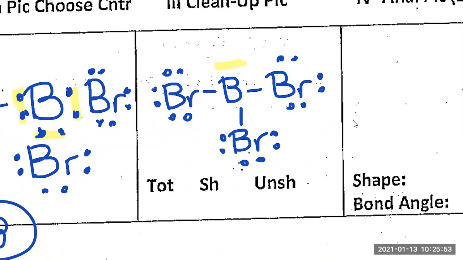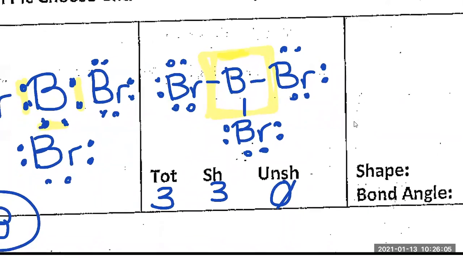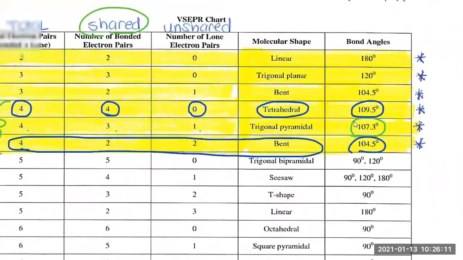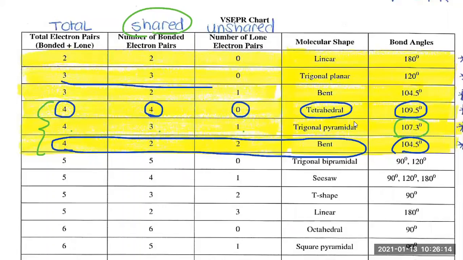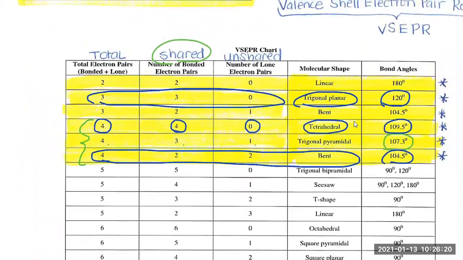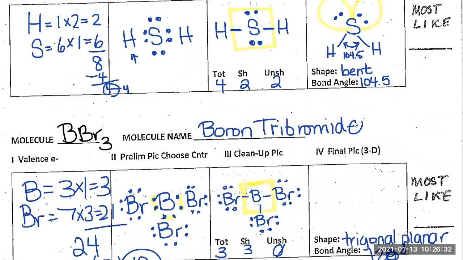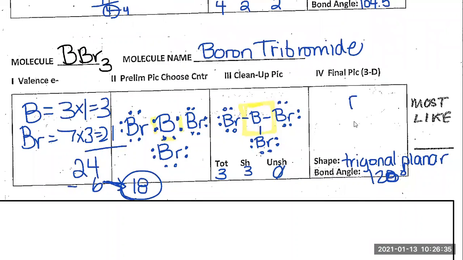So if we make our little box here, how many electron pairs are around boron? 3. How many are shared? 3. How many are unshared? None. So we're going to look up 3, 3, 0. And here it is. 3, 3, 0. And that's called trigonal planar. And the bond angles are 120 degrees. So it's trigonal planar. Bond angles 120 degrees. And what this looks like in space is this.